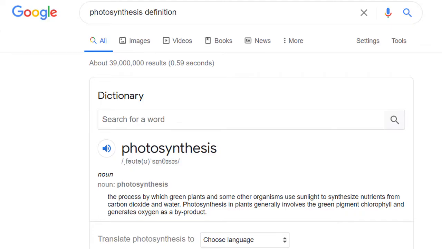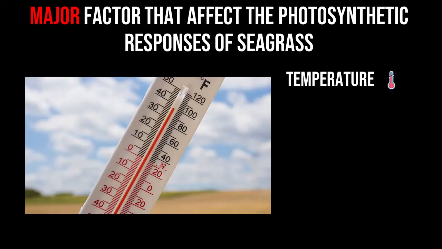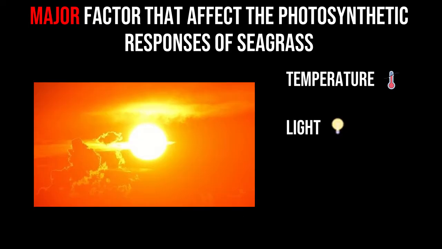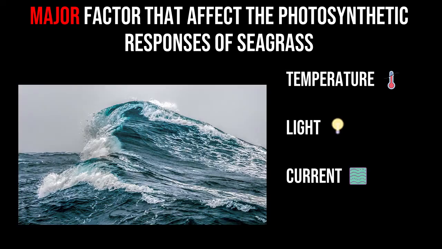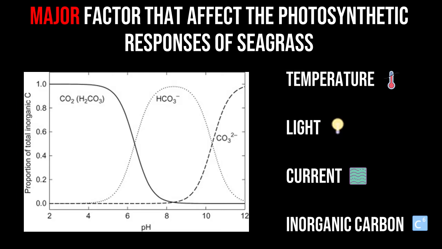Google has a very good definition of photosynthesis: the process by which green plants and some other organisms use sunlight to synthesize nutrients from carbon dioxide and water. Photosynthesis in plants generally involves the green pigment chlorophyll and generates oxygen as a byproduct. Major factors that affect the photosynthetic response of seagrass are temperature, light, current, and organic carbon.